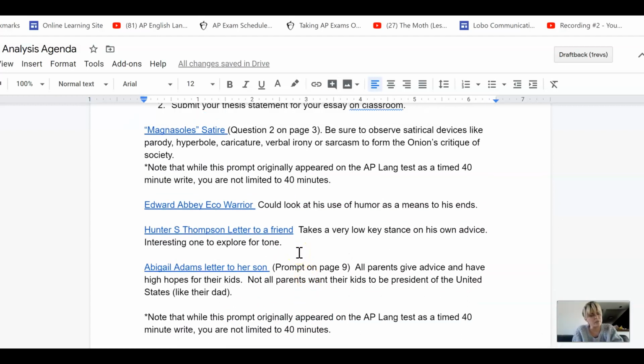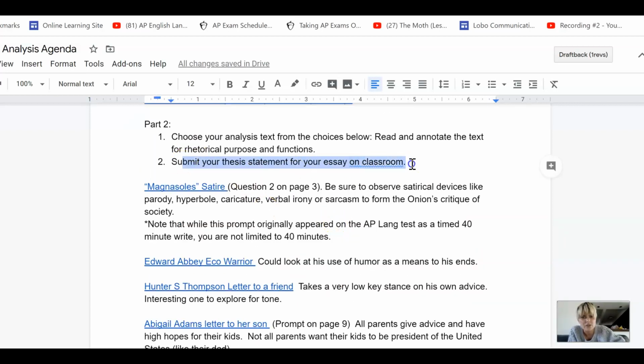So this week, really what I'm looking for you guys to do is to submit your thesis statement for whichever piece you end up doing. So I want to see that you can identify their purpose and their strategies, and that'll really start to kind of focus for your essays that you're going to write next week.